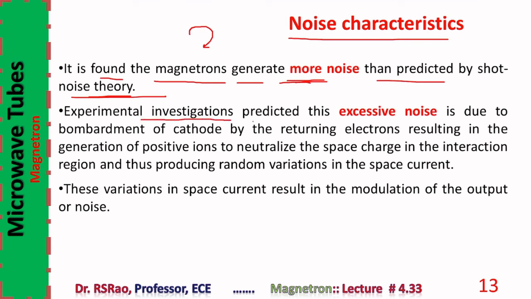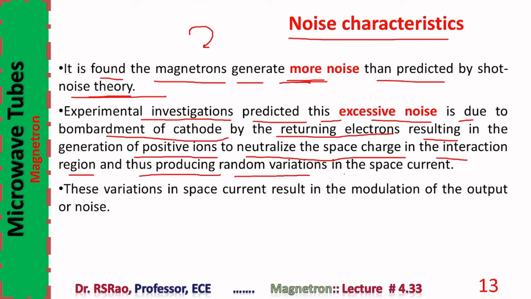Experimental investigations indicate this excessive noise is due to bombardment of the cathode by the returning electrons, resulting in the generation of positive ions that neutralize the space charge in the interaction region, and thus producing random variations in the space current. These variations in space current result in modulation of the output, or noise.